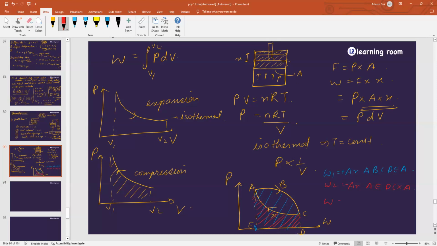And what is the net work done? Net work done will be W1 plus W2, and W2 is already negative, so you can write it as W1 minus W2. So ultimately, the net work done is the area enclosed by the cycle. That will be your net work done. Understood?